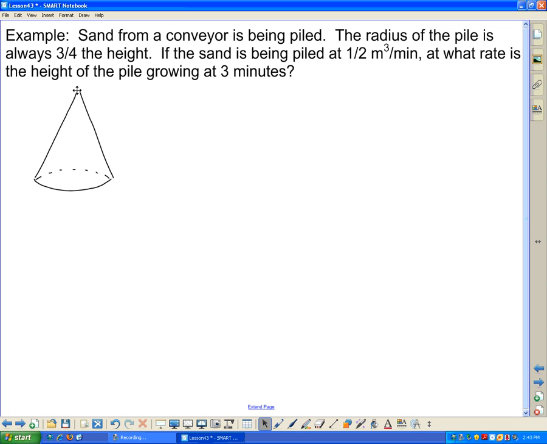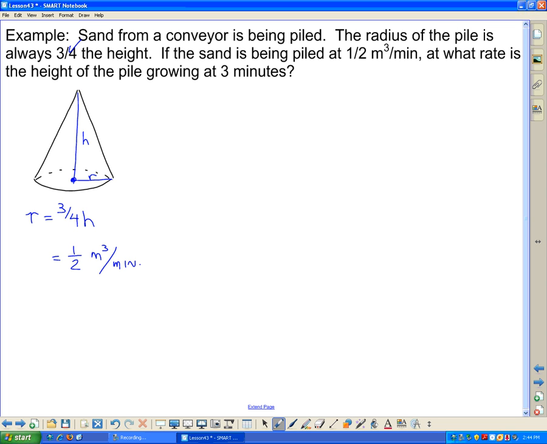All right. So we've got the sand being piled. The radius of the pile, so here's the radius, is equal to 3/4 the height. So there's my height. So I've been given a relationship here. I know that radius is equal to 3/4 the height. So I want to write down that information. So I have that taken care of. The sand is being piled at 1/2 a cubic meter per minute.